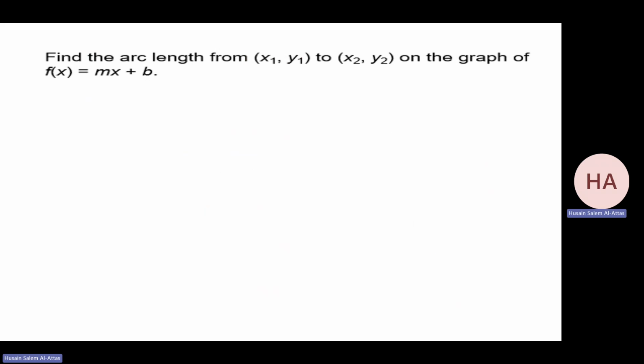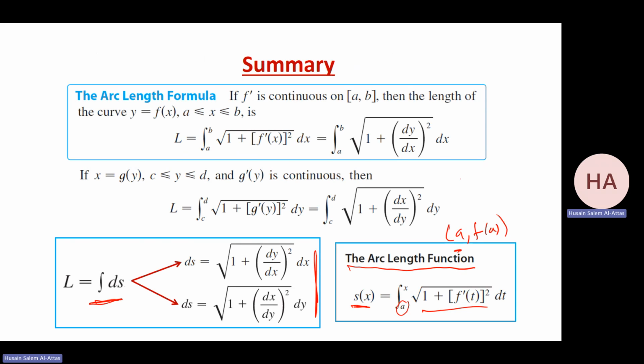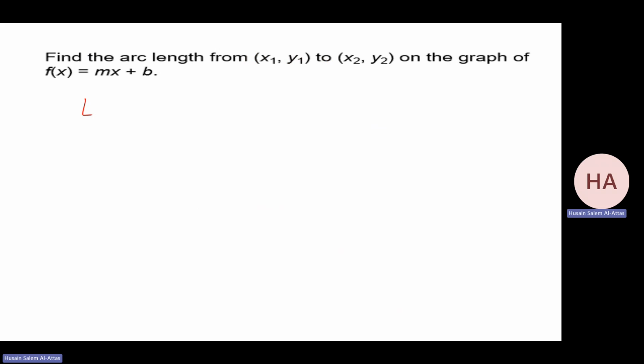Okay, example. In this example, just to be sure that we're getting the same formula for the distance between 2 points on a line, let us see what will happen. So don't forget the formula. The formula is the integral from A to B of the square root of 1 plus f prime squared. So I need to find f prime. This is my first step: f prime.